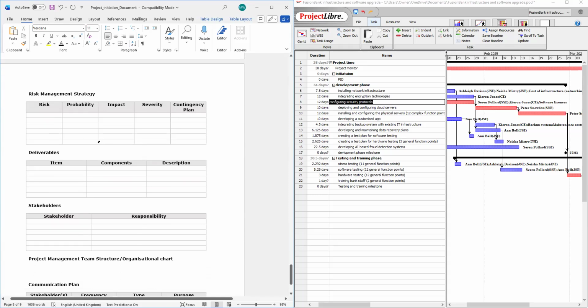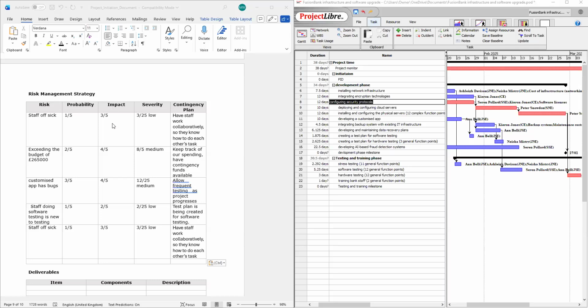Risk management. All right? Let us look at risk management for a minute. Okay, so with risk management, I went ahead and I just did my own. There are many things in risk management, and we have done that in class. All right, staff off sick, probability 1 in 5. And as I said, it's up to you. Just do not go to critical when you're doing this.